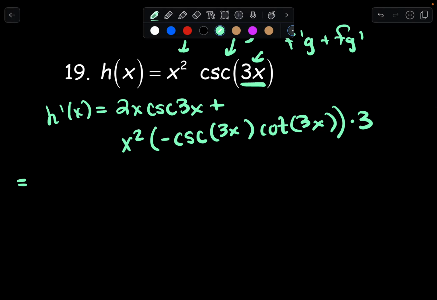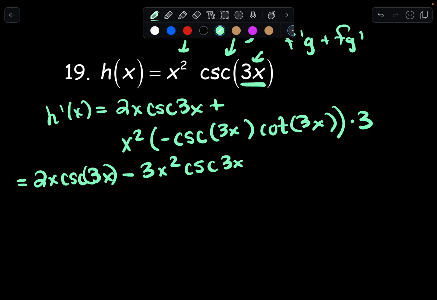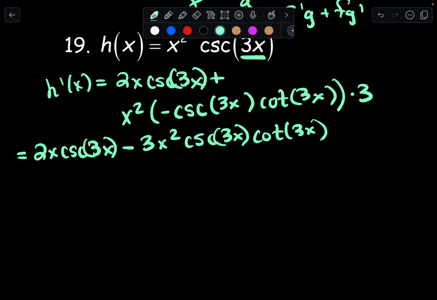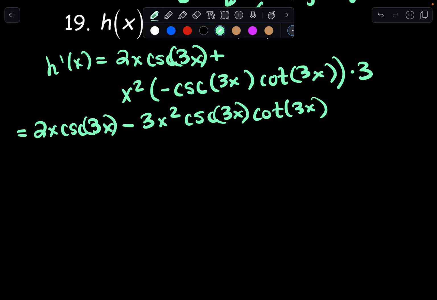So if I clean this up a little bit, I have 2x cosecant 3x minus 3x squared cosecant 3x. We don't need those parentheses. Actually, we do, to show that it's inside of that trigonometric function. I'll do it up here as well. And then cotangent 3x to there. Now, if you don't include those parentheses, I'm not going to take off as long as your mathematical work is correct. Okay, I just do it for better understanding.